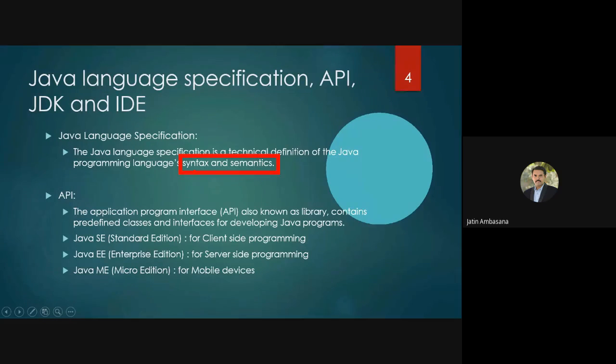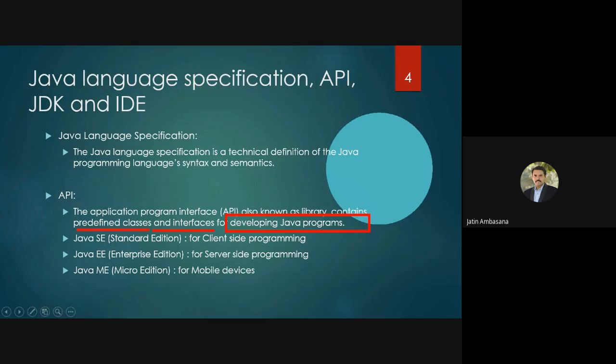You have to learn two things. You have to learn the syntax, that is how to use the constructs of that particular language, and you have to learn the semantics, that is the meaning of each and everything, and how to form logic using those language constructs. Okay. Now, what is an API? API is nothing but an application programming interface, or application program interface. API is basically a collection of programs, also called a library, which contains predefined classes and interfaces for developing Java programs.